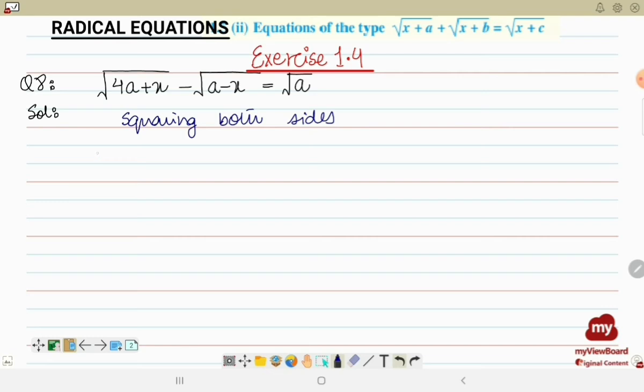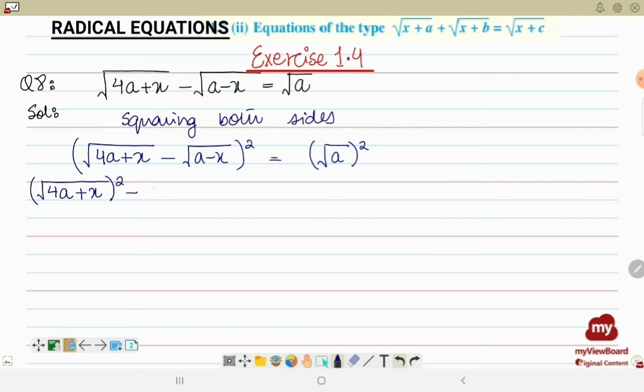On the left hand side, we'll have square root of 4a plus x, then minus square root of a minus x, whole square. And on the right hand side also we'll take square. On the left hand side we are having a minus b whole square. So we'll open this algebraic identity. We'll apply the formula, which is a square minus 2ab. So we'll multiply these two terms. It becomes ab, and then b square, which is the square of the last term. So the square root of a minus x whole square.